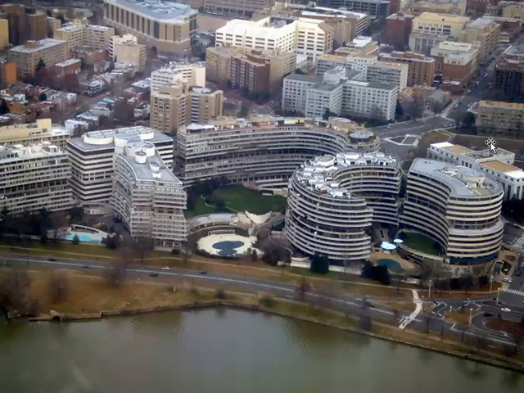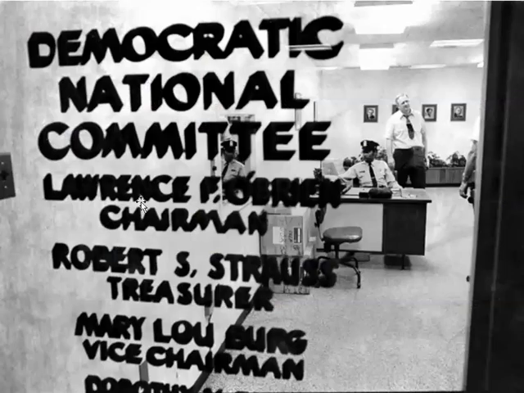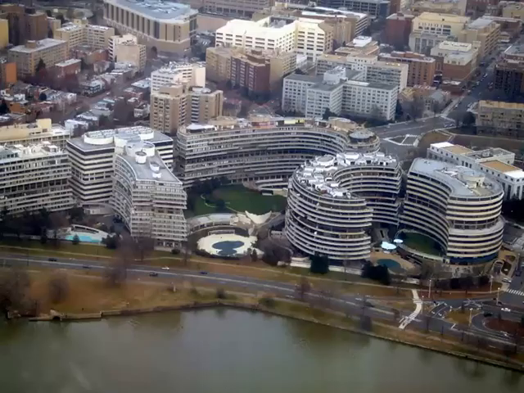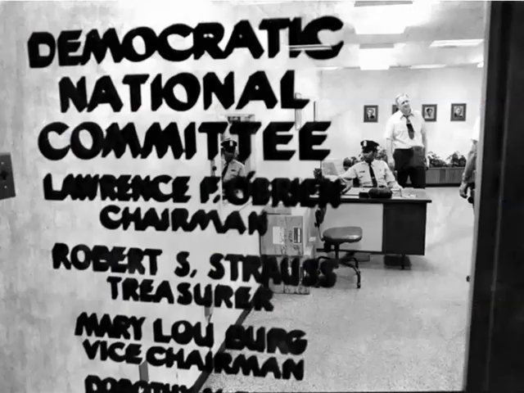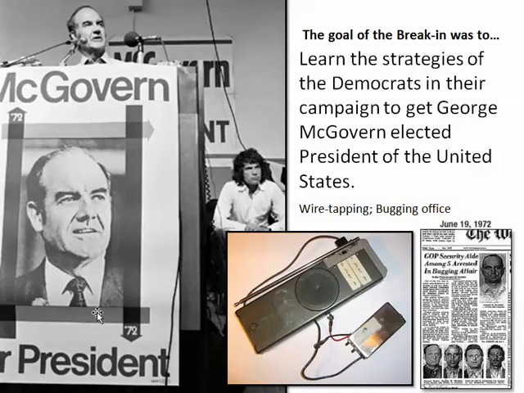But at the Watergate complex, the Democratic National Committee had its headquarters in this building, and I think it was the 6th floor of this building here. The Democratic National Committee was located there, and it was home to the Democratic Party that was trying to get a Democratic candidate for president elected, and it was George McGovern here. George McGovern, they wanted to be president.